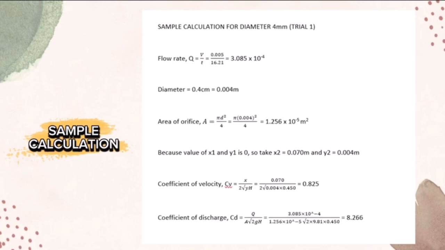In this calculation, we first determine the flow rate Q using the formula volume divided by time. The value obtained is 3.085 times 10 to the power of negative 4 cubic meters per second. Secondly, we calculate the area of the orifice using the formula pi d squared over 4. The result is 1.256 times 10 to the power of negative 5 square meters. Thirdly, we compute the coefficient of velocity Cv using the formula x over 2 square root of yh, which gives a value of 0.825. Lastly, we calculate the coefficient of discharge CD using the formula Q over A square root of 2gH. The value obtained is 8.266.